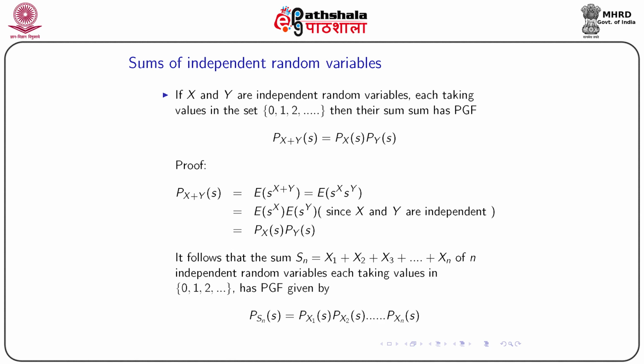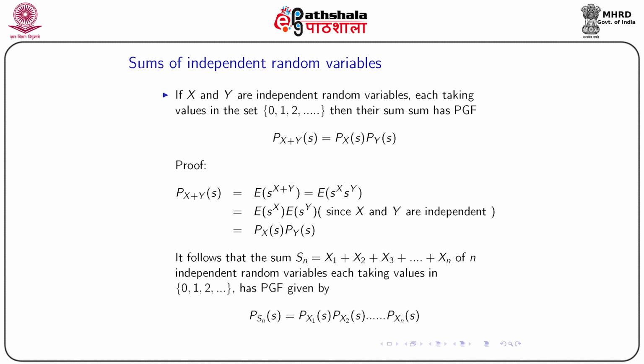This concept, or assumption, of independence is very crucial. So X and Y are independent random variables, each taking values in the set 0, 1, 2 and so on. Then if we want to find the PGF of the sum of X and Y, P_{X+Y}(s), it is nothing but the product of their individual probability generating functions. The proof is very simple.